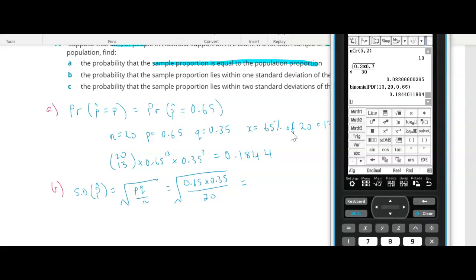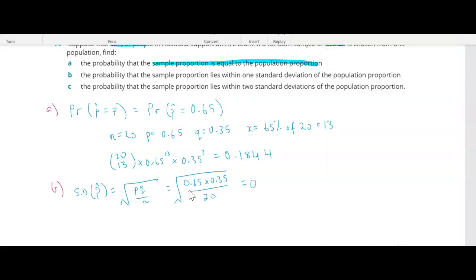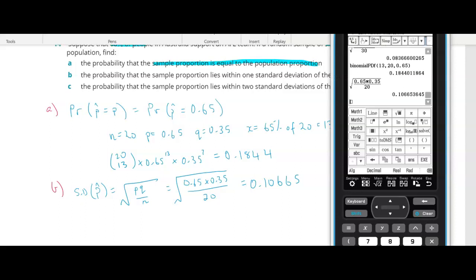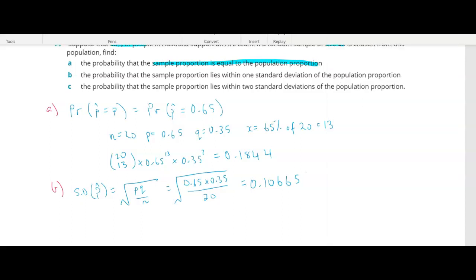Let me just get my calculator up. All right, so the square root of 0.65 times 0.35 over 20. So we got 0.10665. All right, so that's our standard deviation.